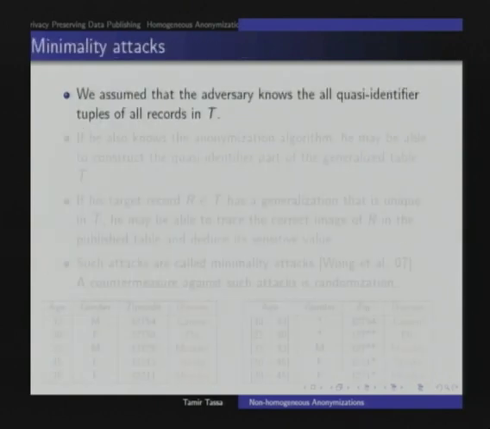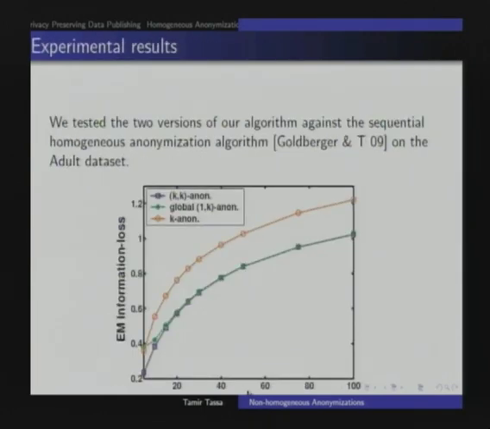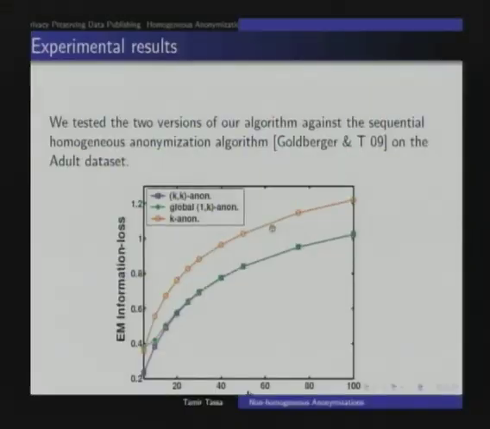So that brings us, I will skip this minimality attack. Okay, here I will not skip it. What you see here are graphs of the information loss. The upper graph is a standard k-anonymization algorithm, one of the leading ones, and one that offers really very, very good results.